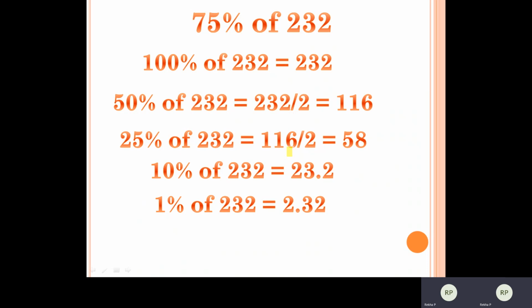These are very easy, right? 100% is the whole number, 50% is your number divided by 2, 25% is whatever 50% is divided by 2, for 10% put one decimal point, and for 1% put two decimal points. So if you are asked to find any one of these, it is easy. You can directly write it. If it is other than these, like your question, 75%, it is not in this list, right?